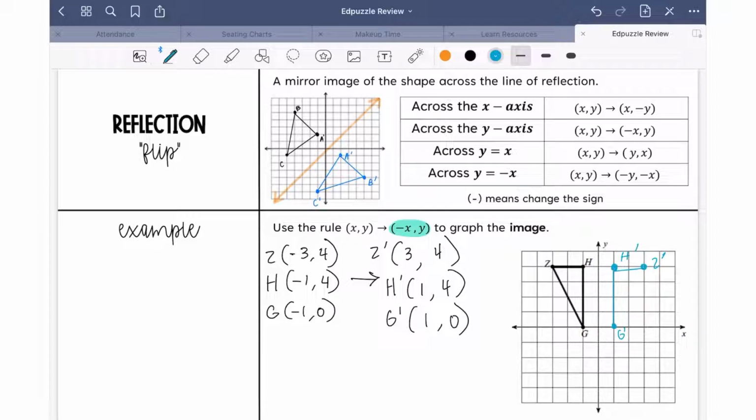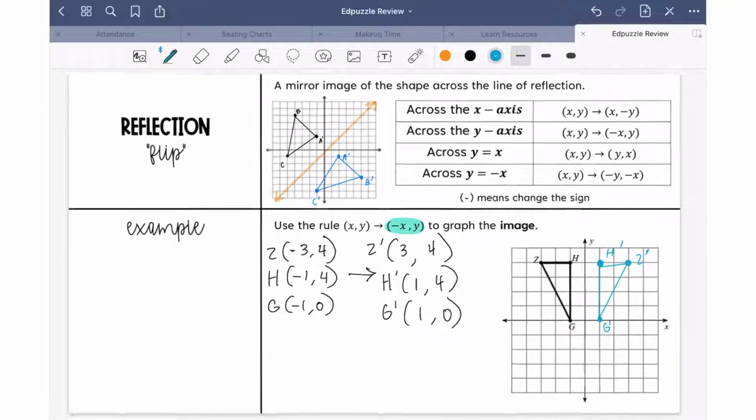Thank God for my iPad, because I cannot draw straight lines. Oh my God, never mind. Okay, let's try again. All right, whatever, we don't have to be perfect. Okay, there's a triangle.